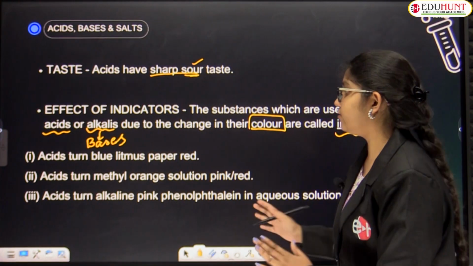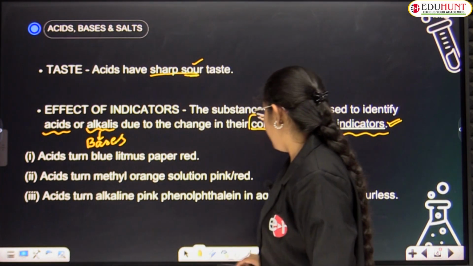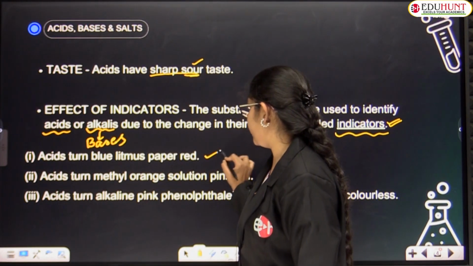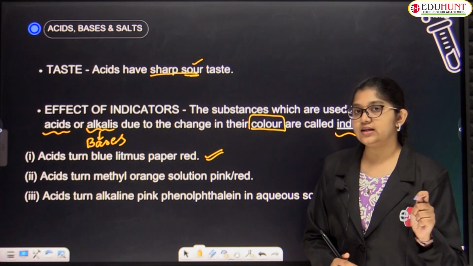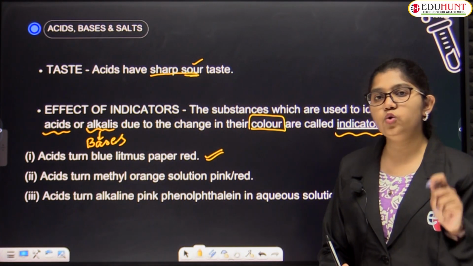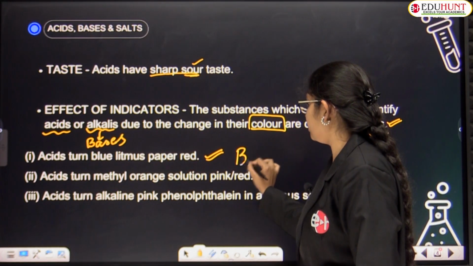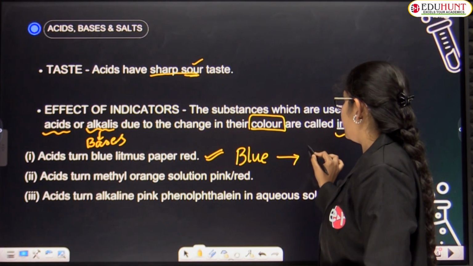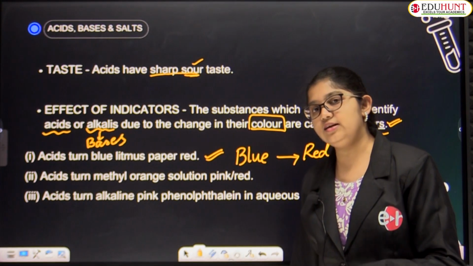Now here we go. The first point is acids turn blue litmus paper into red. We know this already, we discussed all these things. So acids will turn blue litmus paper into red, and that is an indication of an acid. Blue to red is an indication for acid. If the blue litmus turns red in a particular liquid, that liquid is said to be an acid.